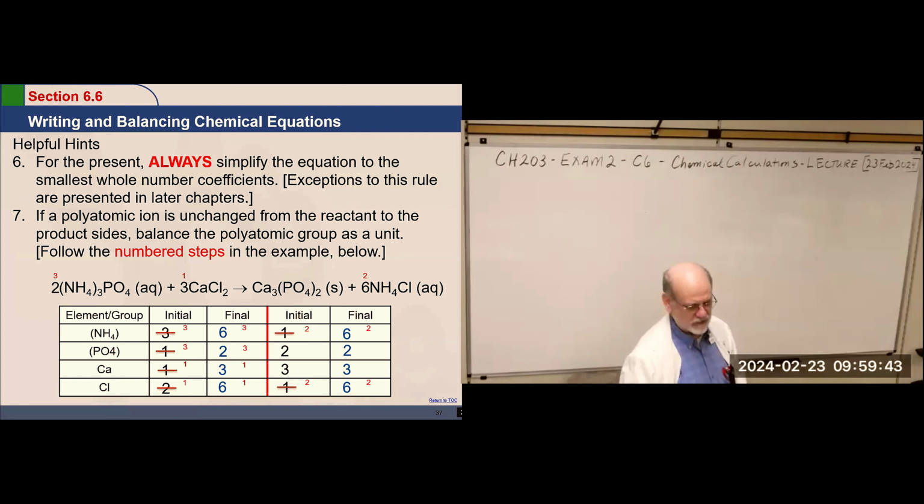So that was trick number 2. Trick number 1 is hold out the single elements to last. Trick 2 is balance with polyatomic ions if they don't change from one side to the other. Right? Some reactions will rip them apart, and then you're stuck with going with individual elements.